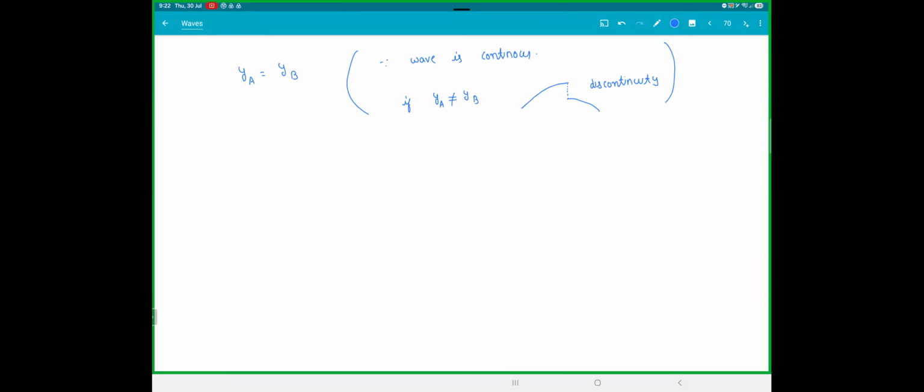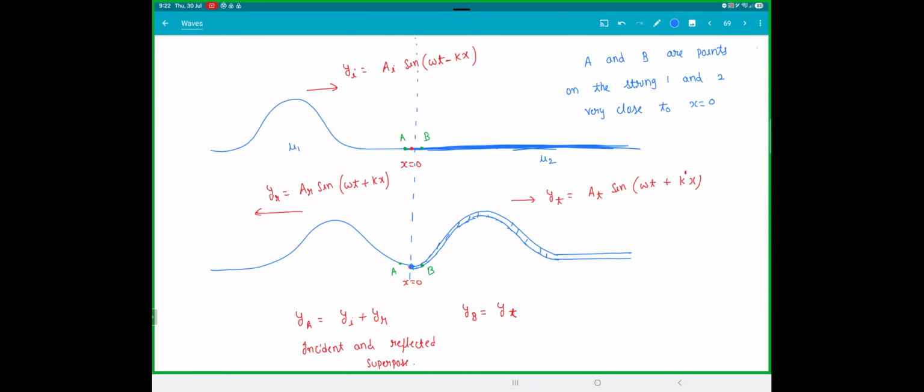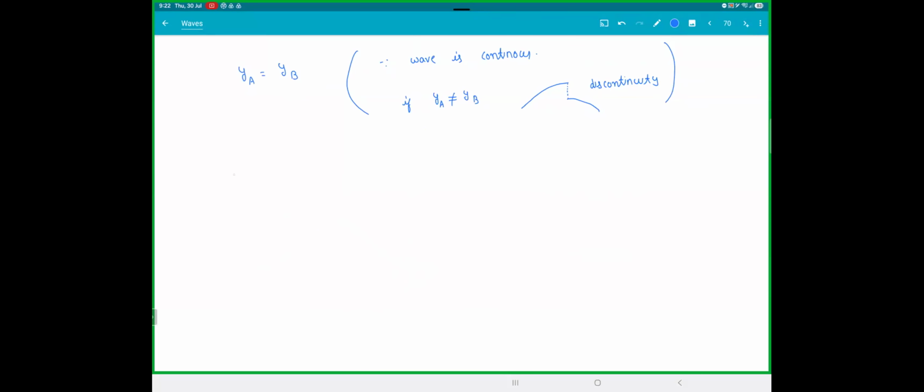So since YA must be equal to YB or else the string will break, when we equate them, we get Y incident plus Y reflected must be equal to Y transmitted. This is the most confusing part because most people think incident will become reflected plus transmitted. It happens, but not for this. That is a wrong way of interpreting the displacement. So you have to be careful.